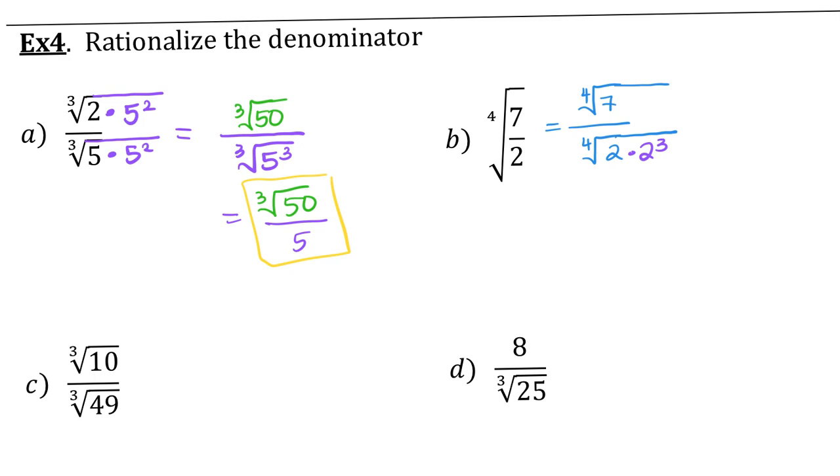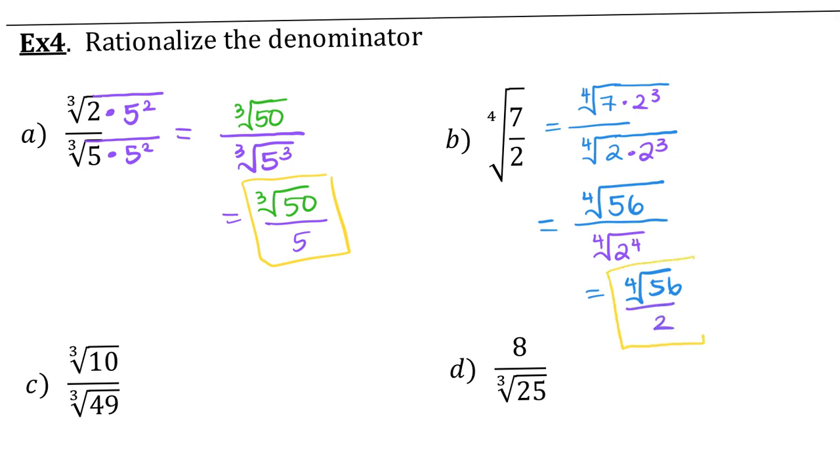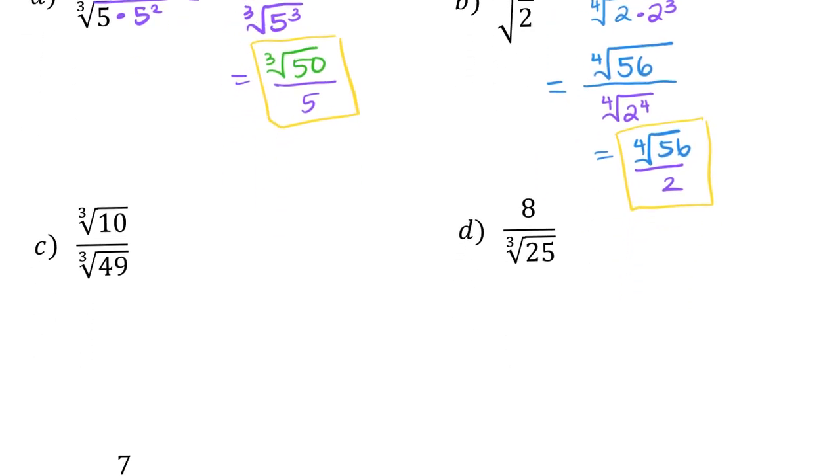Whatever I do at the bottom, I have to do to the top to match it. Okay, now on the bottom, I have the fourth root of 2 to the fourth. Now on the top, I have the fourth root of 7 times, what's 2 to the third? 8. 7 times 8, I got 56. The fourth root of 2 to the fourth is 2. And then this is a better answer because there's no radical at the bottom. I guess try trickier ones.